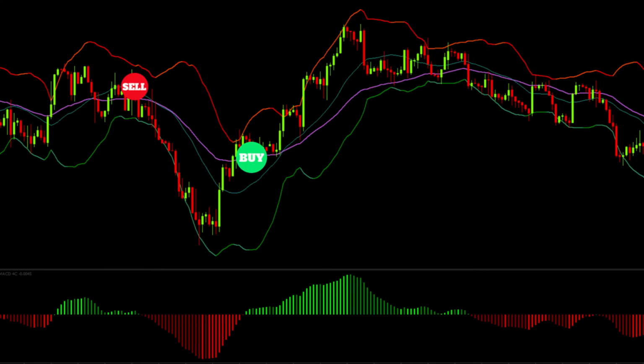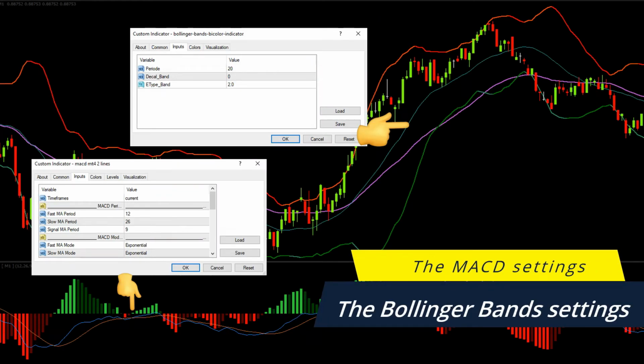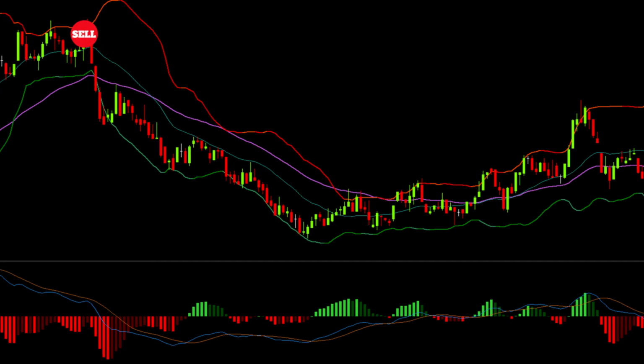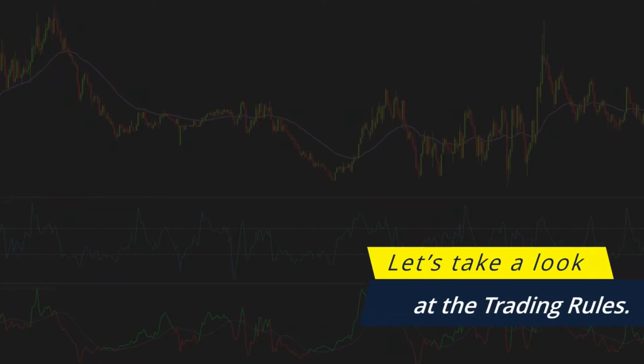Today, we'll take a look at how to use the MACD indicator to identify the trend and Bollinger Bands as the trade trigger. The MACD parameters are 12 for the fast-moving average, 26 for the slow-moving average, 9 for the entry signal line. The Bollinger Band settings are 12 for the moving average, 2 standard deviations for the bands. Let's take a look at the trading rules.